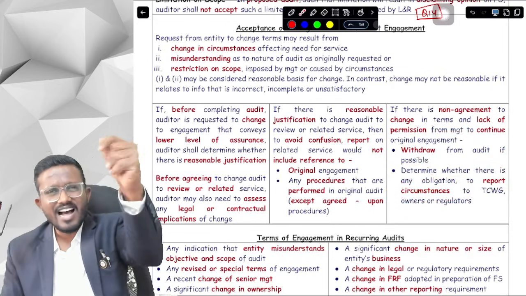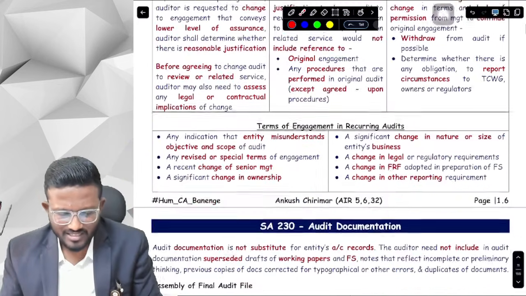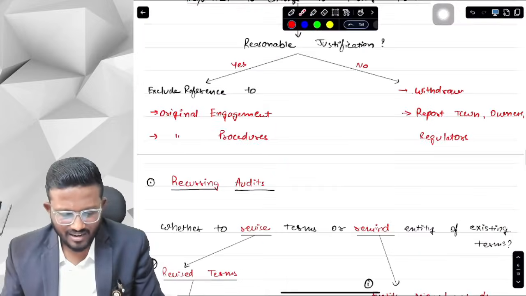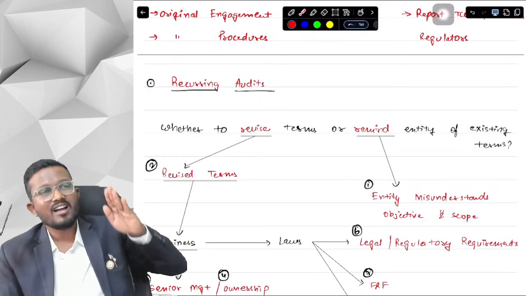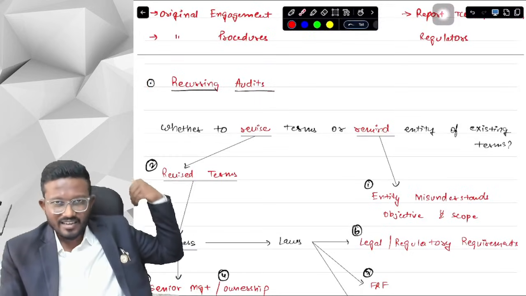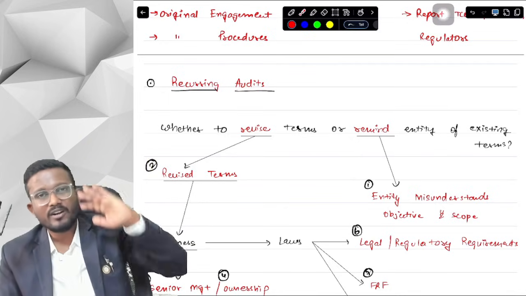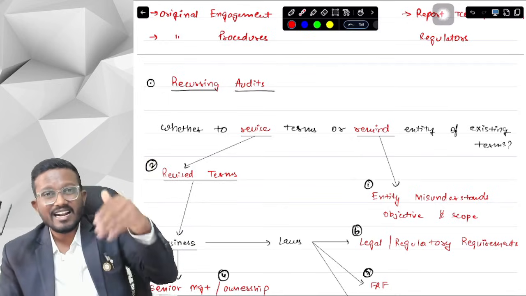Okay, yes sir. Last topic of ISA 210. Last topic, what does it say, sir? Terms of engagement in recurring audits. What does recurring audit mean, sir? Recurring audit means that we have done the audit for past years and now we are continuing to do the audit for the same client only. So that is called a recurring audit.